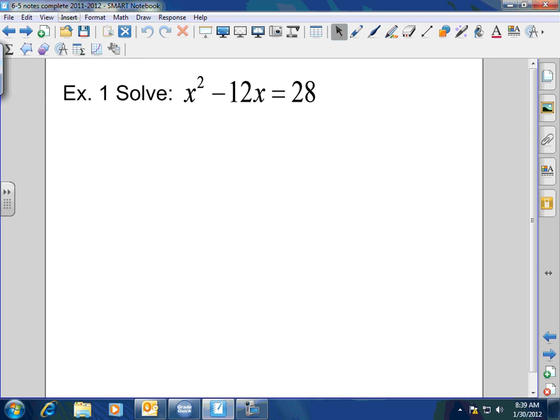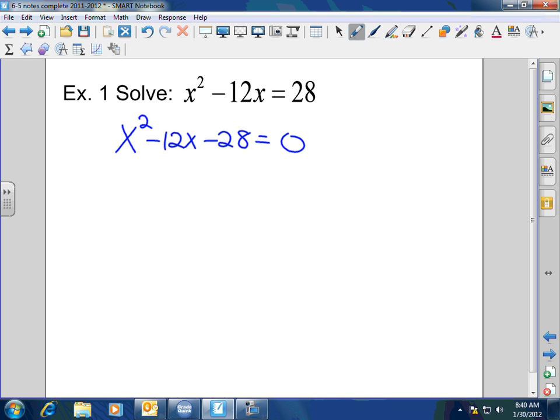Example 1. Okay, let's see what we do here first. We know by now that we always set these equal to 0. So I'm going to have x squared minus 12x minus 28 equals 0.